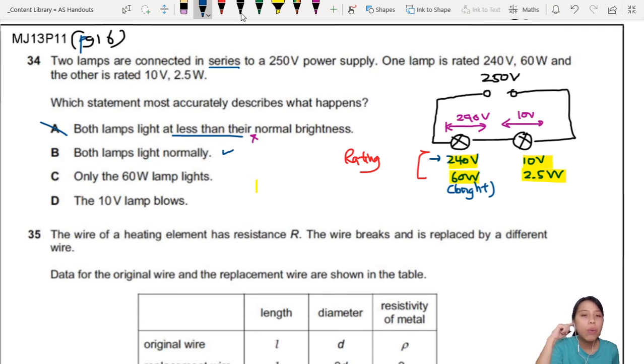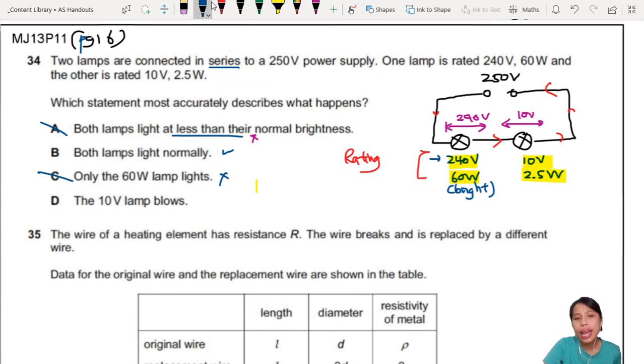Only the 60 watt lamp will light up. Sounds a bit not right. Why? Firstly, you connect two bulbs in series, right? Current will flow through everywhere, and there's potential difference. So it cannot be that only one lamp lights. Both lamps will light up. Okay, sure. So that is wrong.